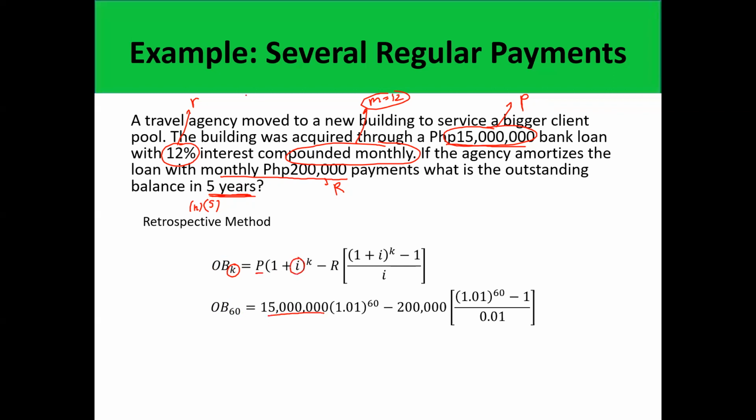And then the I is actually computed using the formula R over M. That's going to be 0.12 divided by 12, which is 0.01. So that's why 1 plus I here is 1.01 and our K is 60. Now the value of R is 200,000 pesos. And then we have again 1.01 raised to 60 minus 1 over 0.01. And that's going to mean that it's 10,916,516.51. So this is the outstanding balance after 60 payments.